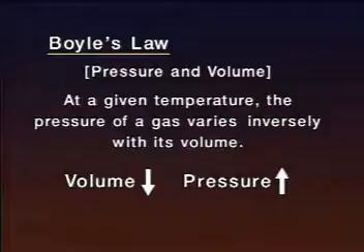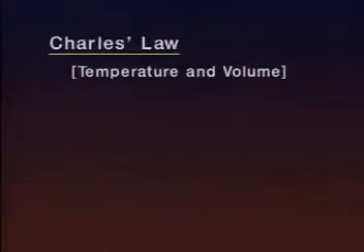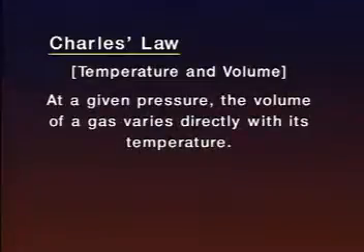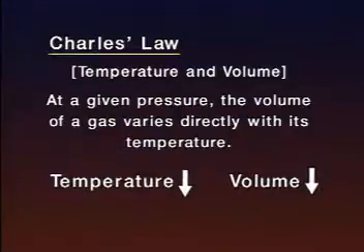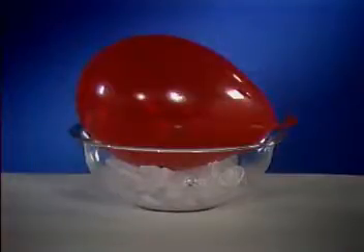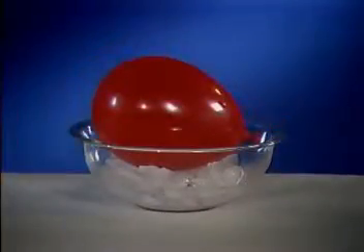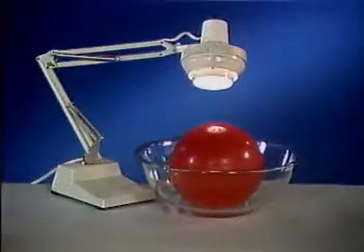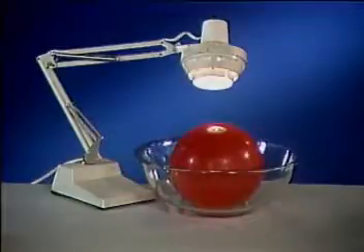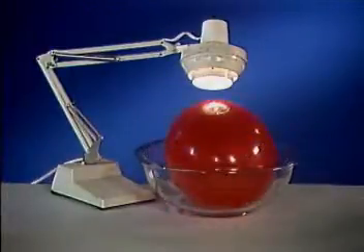While Boyle's Law deals with pressure and volume, Charles's Law deals with temperature and volume. According to Charles's Law, at a given pressure, the volume of a gas varies directly with its temperature. That is, as temperature increases, volume increases. As temperature decreases, volume decreases. When the gas in the balloon is cooled, the volume of the gas decreases. As the volume decreases, the balloon shrinks. If the temperature of the gas in the balloon is increased, the volume of the gas also increases, so the balloon expands.